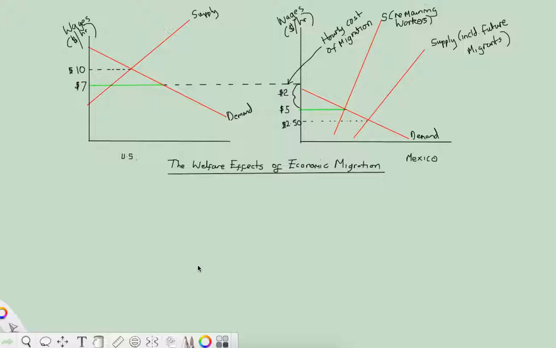we will be looking at the welfare implications of this migration. The demand curve for workers in the US represents, we can look at that area under the demand curve and above the wage line as representing the surplus, if you like, enjoyed by the demanders or the employers of labor in the US. And so following the same lettering of the book, if we call this area A and B, you can see that when the wages fall from $10 down to $7, US employers gain A plus B.